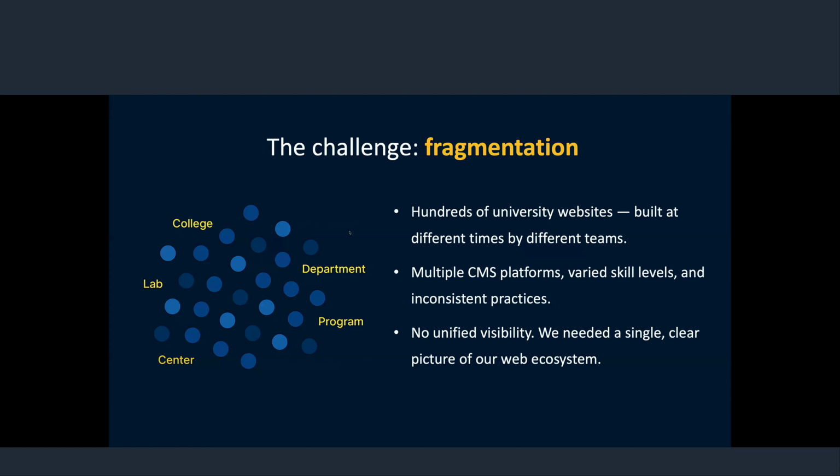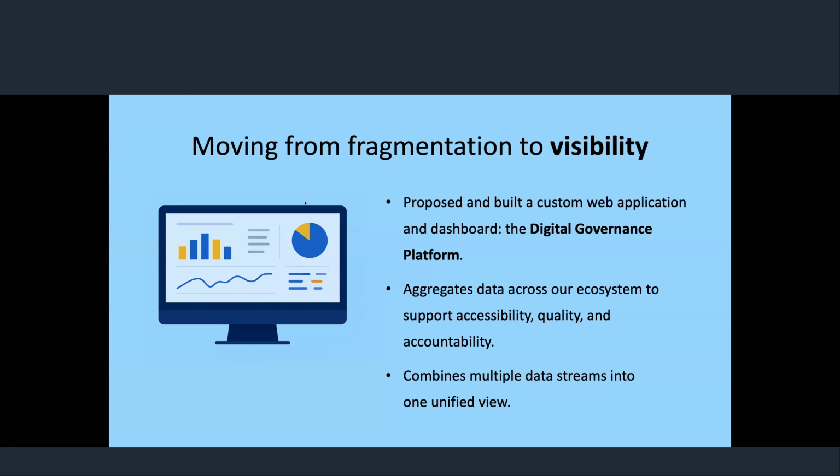So the university's digital accessibility team, which is myself and my boss, we proposed building a system to consolidate all of this data into one place. We proposed and began building a custom web application and dashboard that aggregates data from across our ecosystem to support accessibility, quality, and accountability, and we combine these data streams into one unified view. We call this application the Digital Governance Platform.